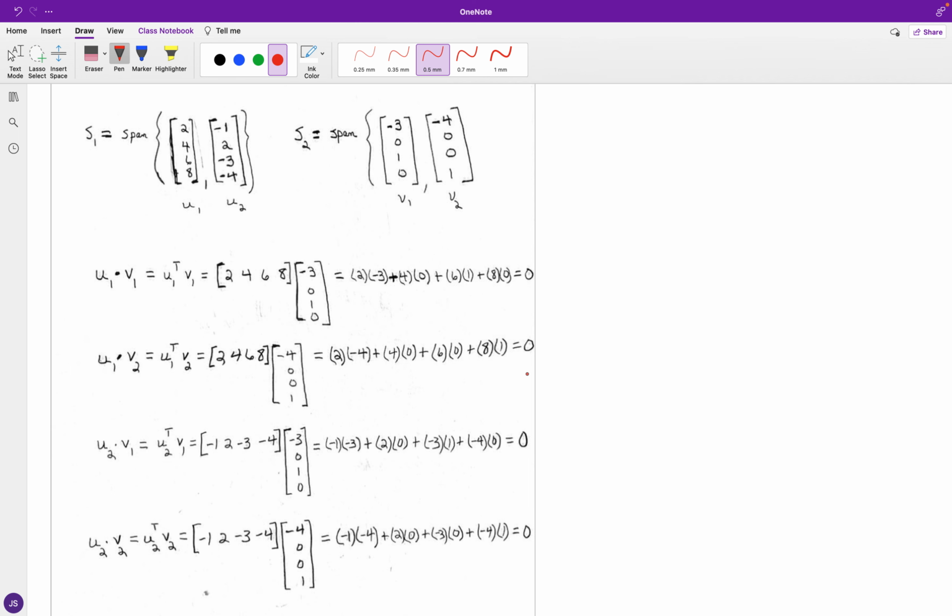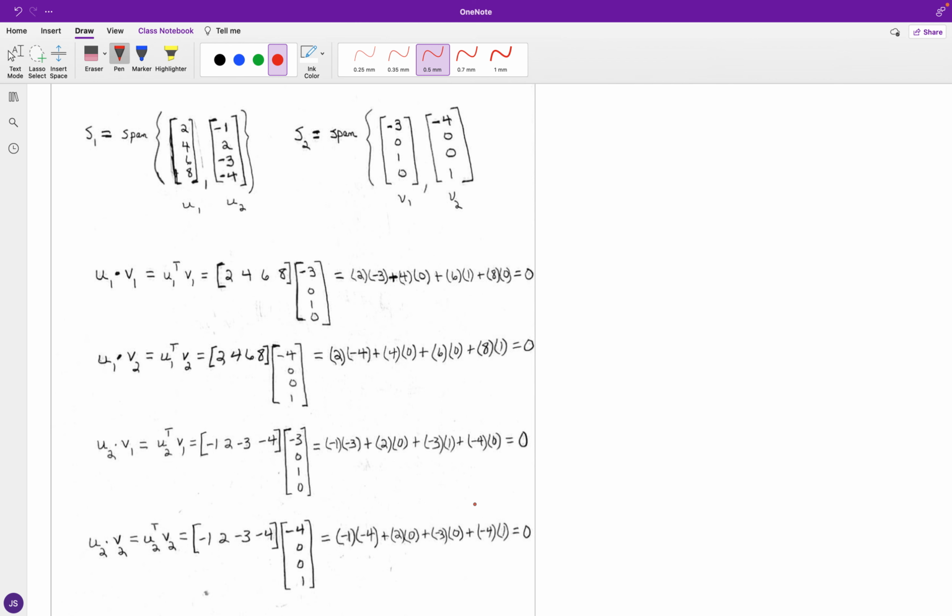So we have the u sub 1, v sub 1 and u sub 1, v sub 2 dot product combinations amounting to 0. Looking at u sub 2 and v sub 1, I can take the transpose of u sub 2, which is negative 1, 2, negative 3, negative 4 across, times v sub 1, where we have negative 3, 0, 1, 0 on down. Taking the products, we get 3 plus 0 plus negative 3 plus 0, and that all adds up to 0.